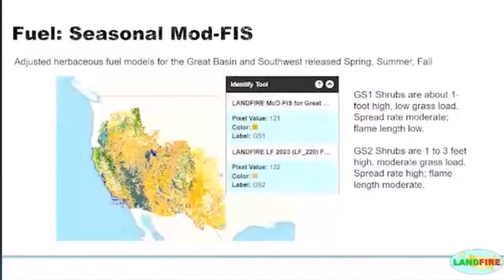We have seasonally adjusted fuels for the Great Basin, and that's our ModFIS product. We put that out in the spring, summer, and fall, and it really gives you an idea of how the herbaceous layer is changing based on seasonal weather. That's really helpful for fire planners in that area.